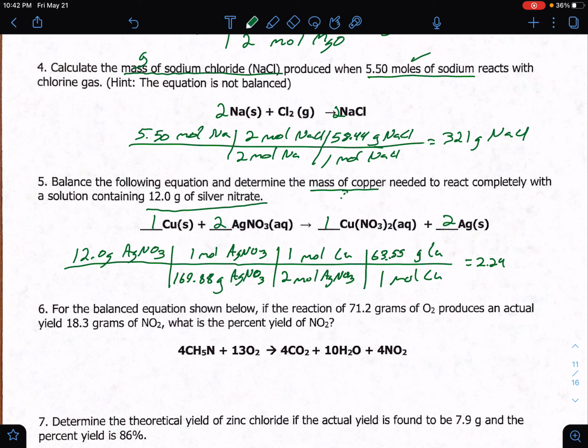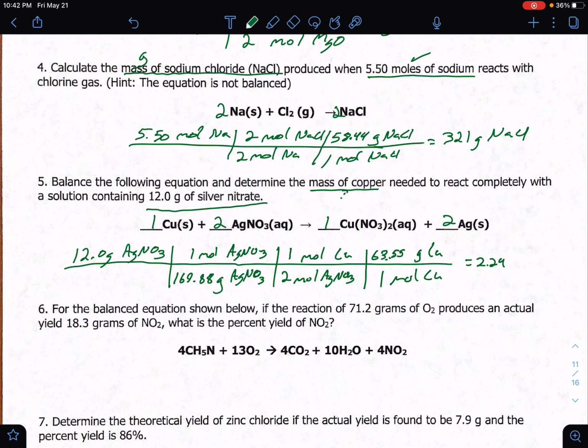So I was given 71.2 grams of O2. And I need to find theoretically how many grams of NO2 I can get by doing a conversion. So what I'm going to do is start with 71.2 grams of O2, and I'm going to go all the way to grams of NO2. So I'm going to start with grams of O2 on bottom. There is 31.998 grams in 1 mole of O2.